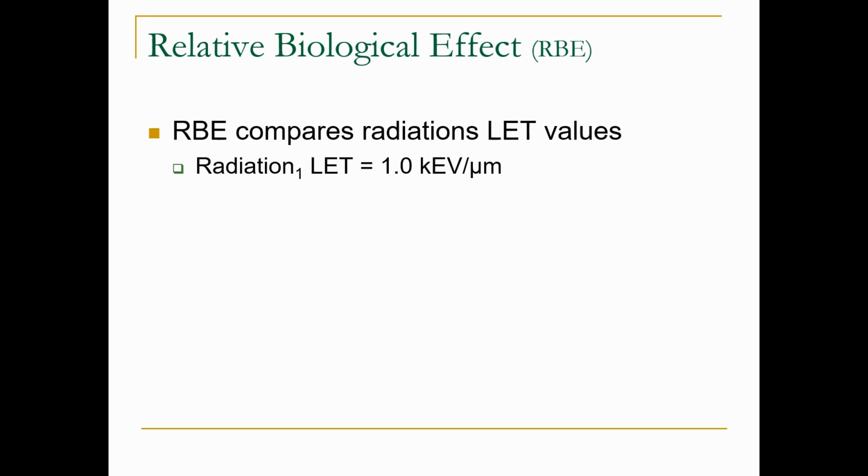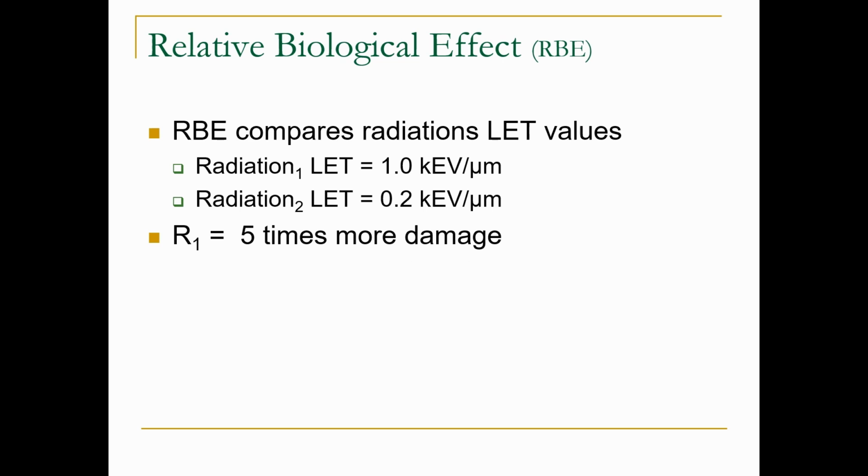For example, let's suppose that radiation 1 has an LET value of 1 kV per micrometer. Compare this to radiation 2, which ionizes tissues at a rate of 0.2 kV per micrometer. If we divide 0.2 into 1, we come up with a number of 5. This means that for any given absorbed dose, radiation 1 will do 5 times the damage compared to radiation 2. This is why an absorbed dose measured in grays can have a different effective dose value measured in sieverts when comparing different radiation effects. So, radiation 1 has an RBE of 5, radiation 2 has an RBE of 1.